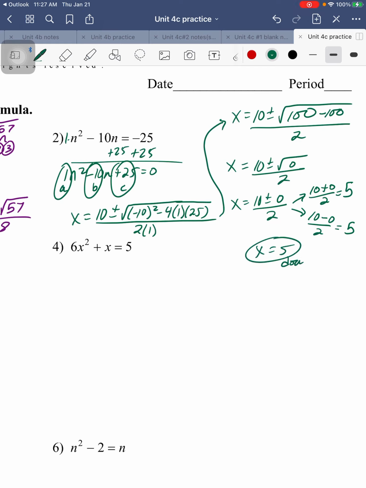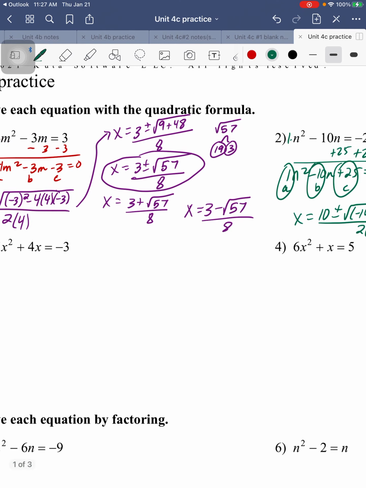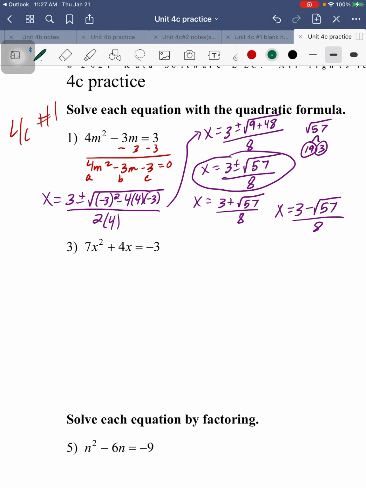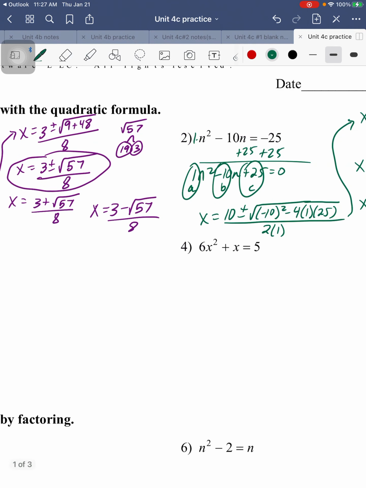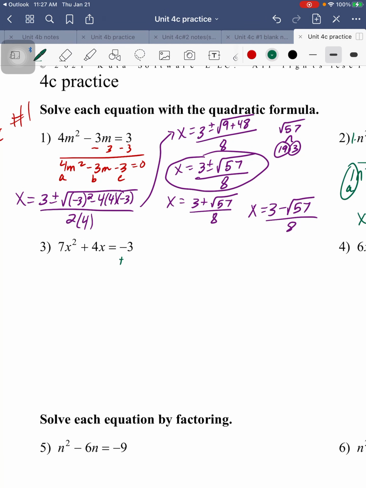It's 5, and this is a double solution. If you're looking at a graph, it actually would just come down, and the minimum or maximum point would hit the x-axis at 5. All right, well, it looks like all of these you just have to add the number. That's kind of crazy. So, or add the constant.